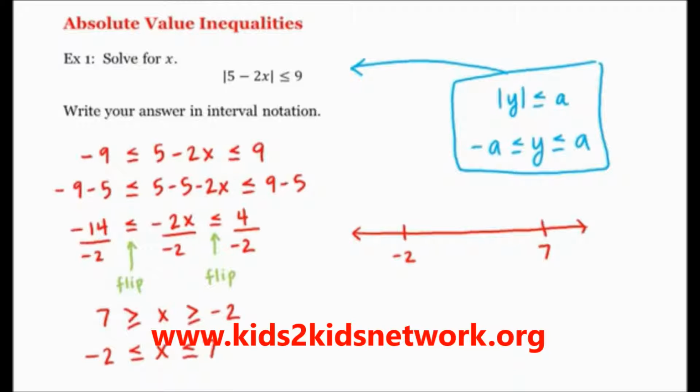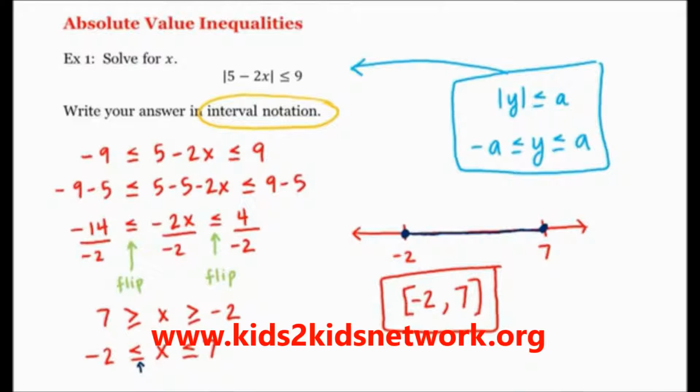X is greater than or equal to -2, so x can equal -2, and then we go to the right. However, x has to be less than or equal to 7, so we stop here. And we're asked to put our answer in interval notation. Therefore, our answer would be close bracket, because we want to include -2, up to 7. Again, close bracket, because we want to include 7.